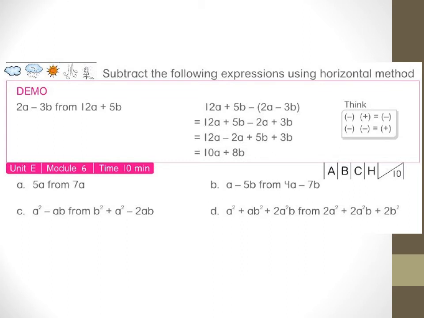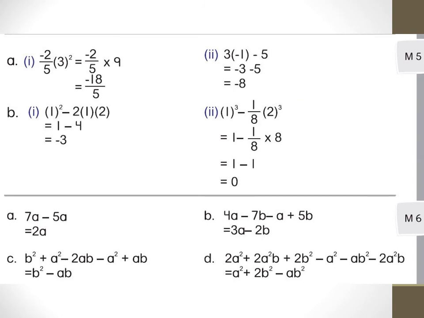Now let us move on. So these are the answers to module number 5 and module number 6. In module number 5, we evaluated it, brought the expression to the simplest form and put the value of the variable x, y, z. There was a variable and the variable's value was given, and we put the value in the simplest form and we got the answer.